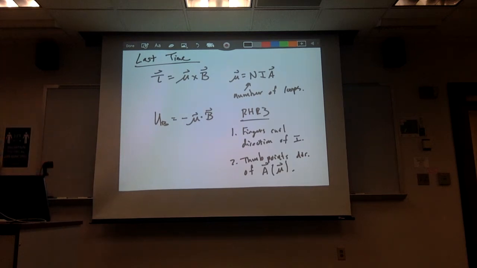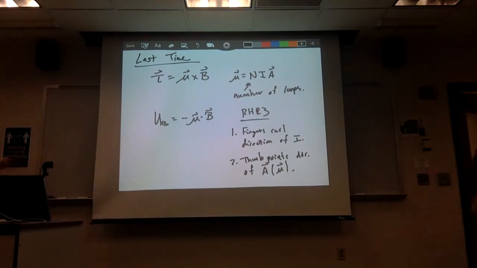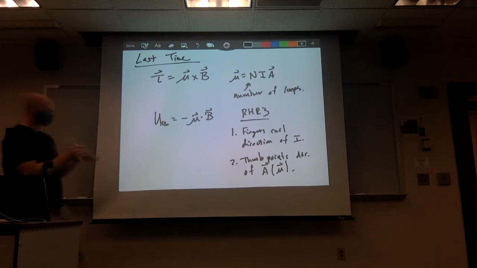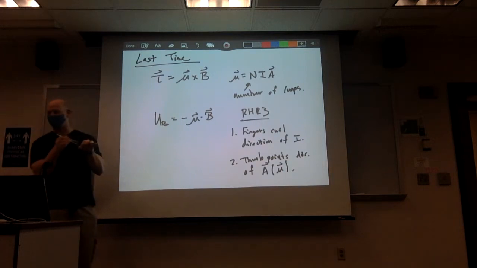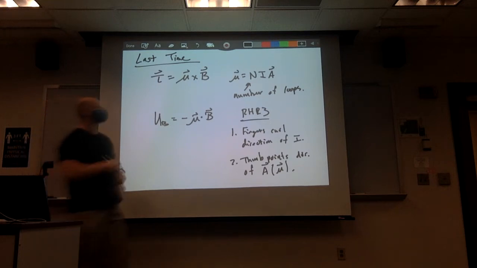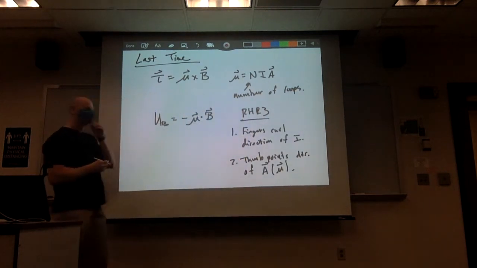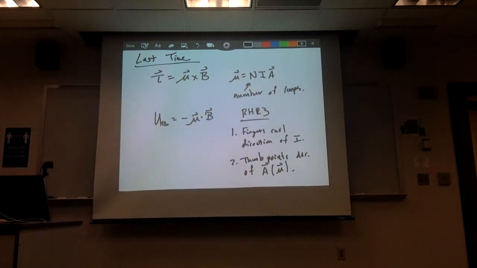So we talked about a loop of wire in an external magnetic field. We said that this thing feels no net force, but it does feel a torque. The torque is equal to the magnetic moment crossed with the external magnetic field, where the magnetic moment is equal to N, which I didn't write down last time, but it's a generalization of what we did write down. N is simply the number of loops, because each loop would have exactly the same torque on it, so summing them together means multiplying by the total number of loops, times the current, times the area vector, which is a vector that points perpendicular to the area.